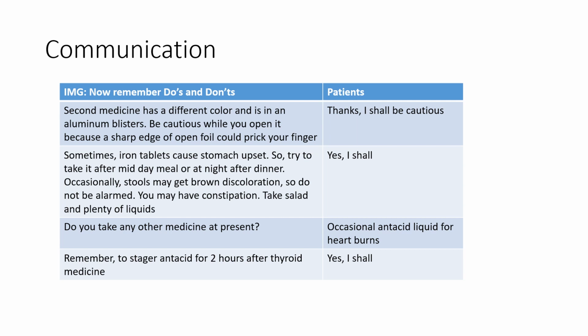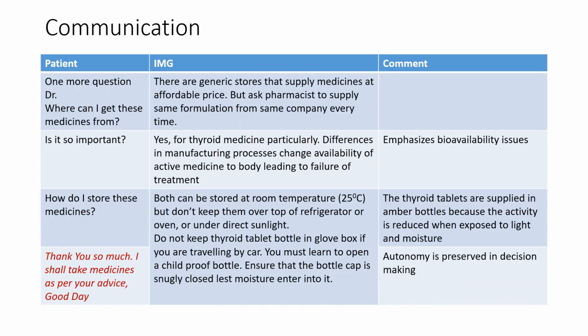Do you take any other medicine at present? Occasional antacid liquid for heartburn. Remember to stagger the antacid for 2 hours after thyroid medicine. So it is again a relationship between two. Finally, one more question, doctor. Where can I get these medicines? There are generic stores that supply medicines at an affordable price, but ask pharmacists to supply the same formulation from the same company every time. I think this is very relevant so far as bioavailability of thyroxine is concerned.